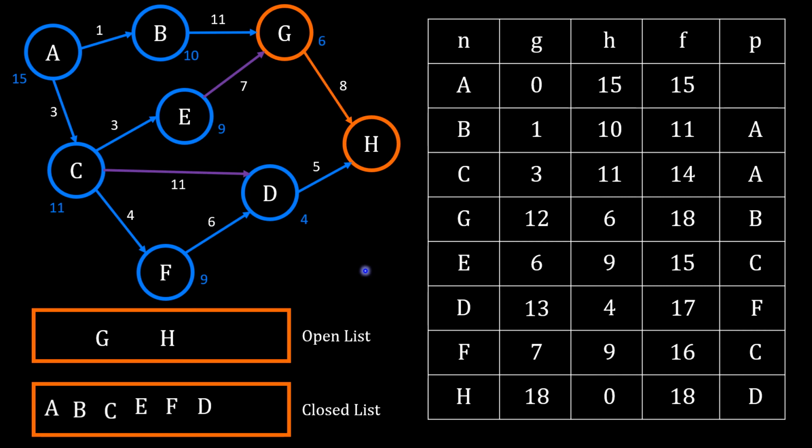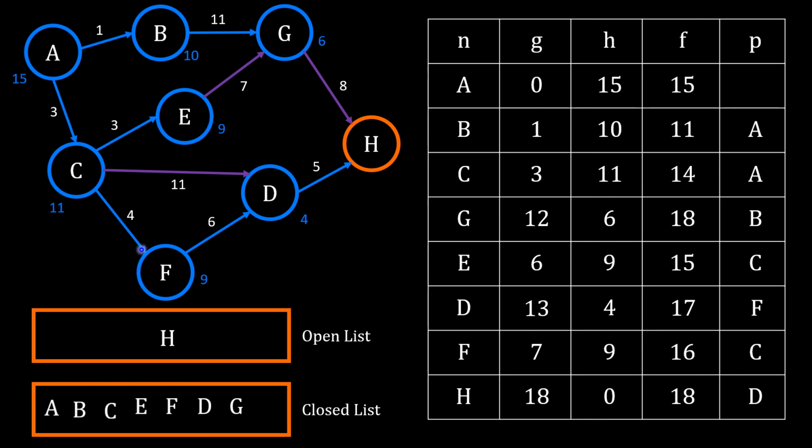D only has one neighbor, which is H. This is the first time we've seen H, so we're going to add it to the open list and fill out the features. For H, it has a heuristic of 0. Because it is the goal node, there's no need to predict anything because we've already hit the goal node. So now we've completed D as we've looked at all of its neighbors, so we can move D from the open list down to the closed list.